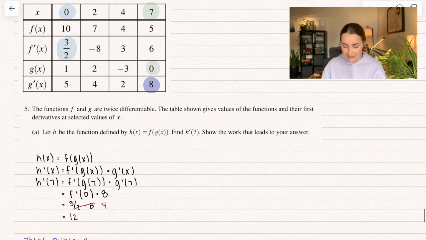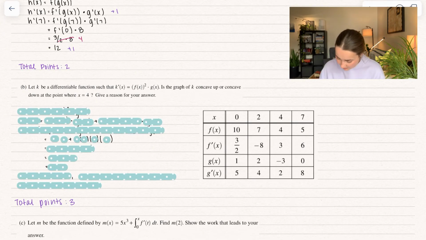Let's talk about the points. This is going to be 2 points. The first one is for doing chain rule correctly, so you need to show your work. The second one is just going to be evaluating it down correctly, so you plugged in the correct points. Let me zoom out so you can see all of that.